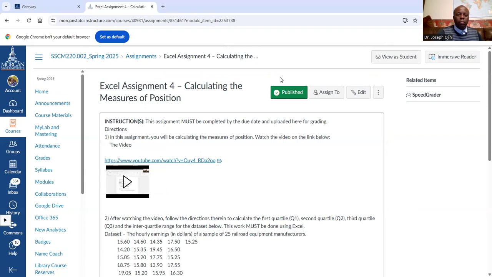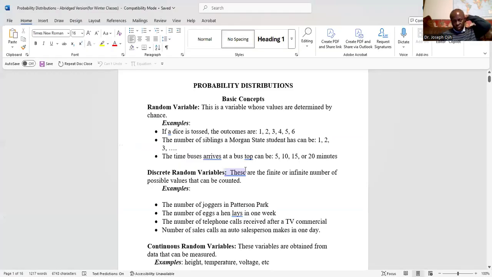Now, let's begin. Again, the topic is probability distribution, and I'll begin from the basics, which is random variable. A random variable is a variable whose values are determined by chance. Example, we have a die. If a die is tossed, the outcome can be 1 showing up, 2 showing up, 3 showing up, to the last one.